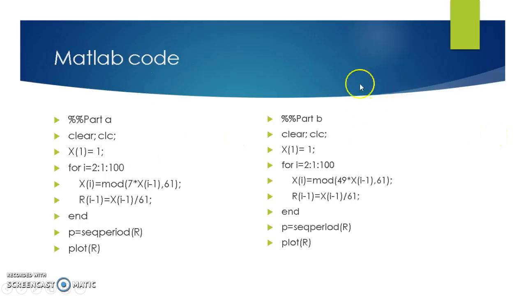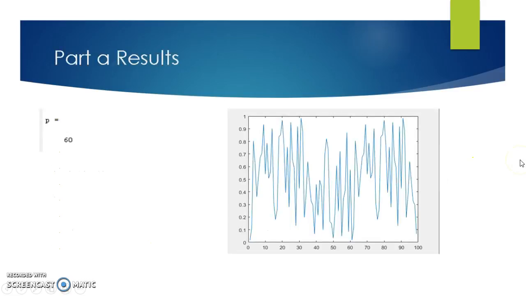Here's the one for the 7, here's the one for the 49. It's just generating from 1 to 100. I was assuming that the period is less than 61, as shown by theory. And to find the actual period, we use the seqperiod function in MATLAB to find the actual period of the sequence. So moving on, here's our results.